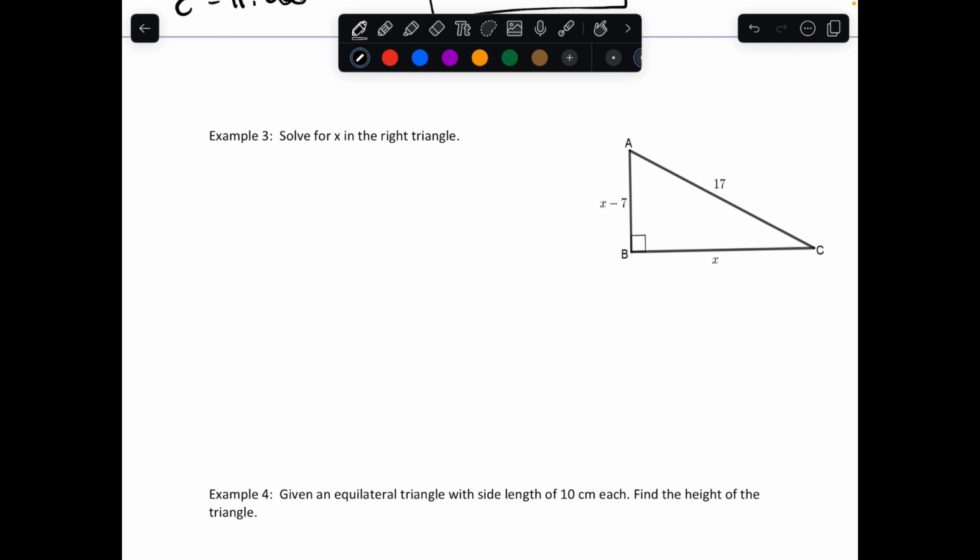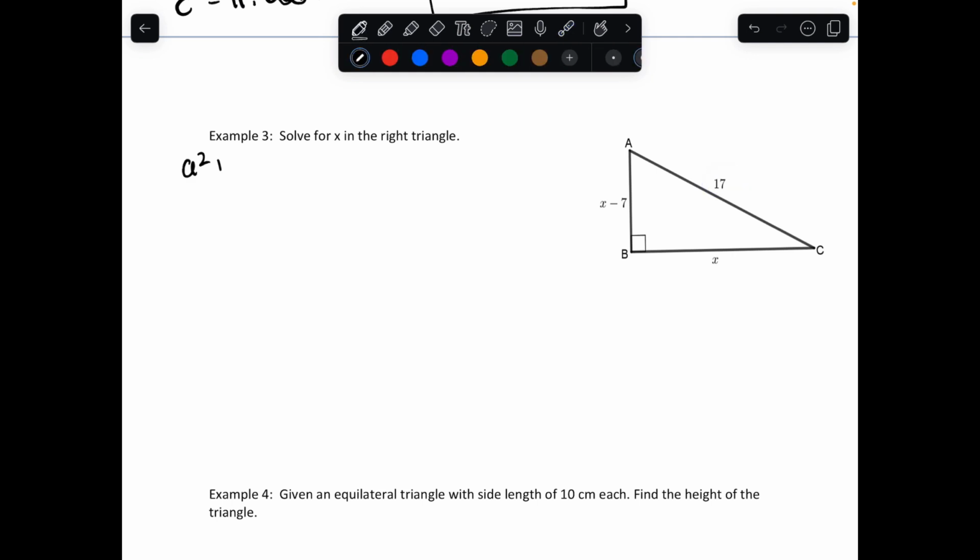Moving on to number 3, we're asked to solve for x in this right triangle. Now this one might seem a little bit more intimidating, but let's just treat it like how we've been treating the other problems, right? We have a right triangle, we have this 90-degree angle right here, and so we know that the Pythagorean theorem has to apply. So if we take this side squared plus this side squared, it should be equal to 17 squared. So let's try writing it out.